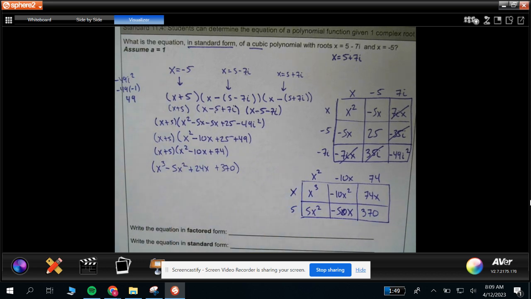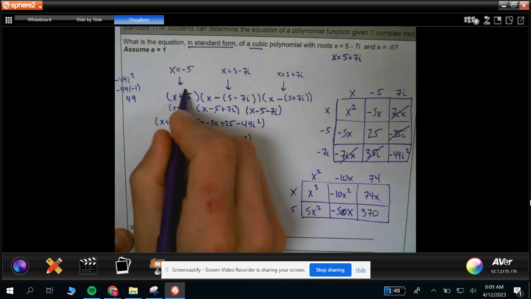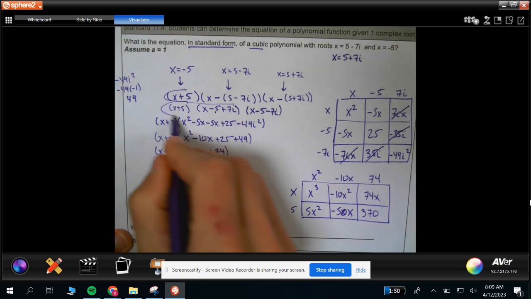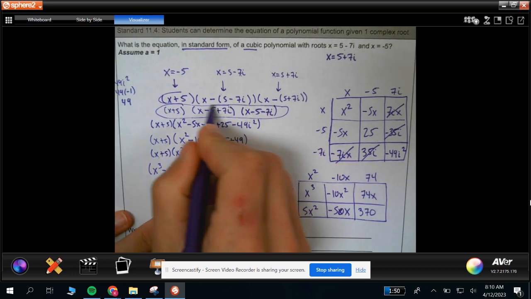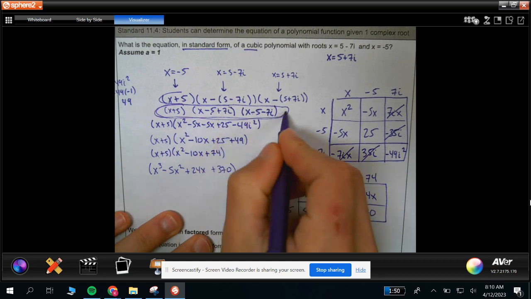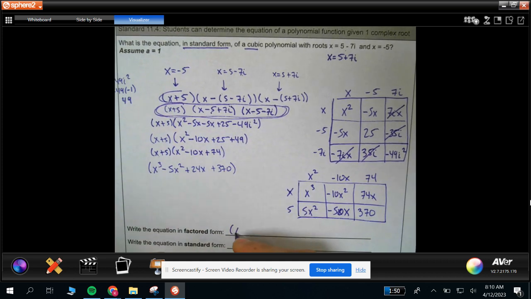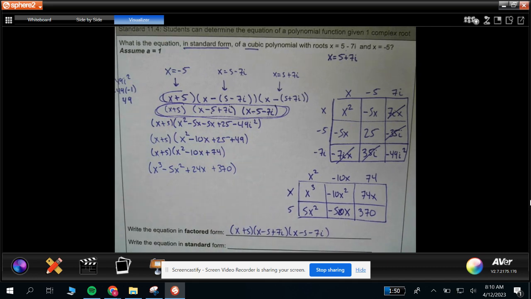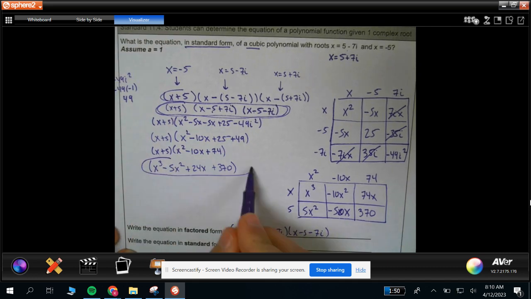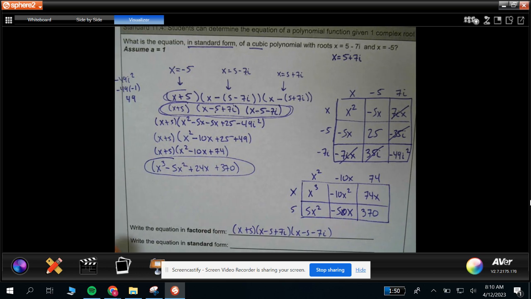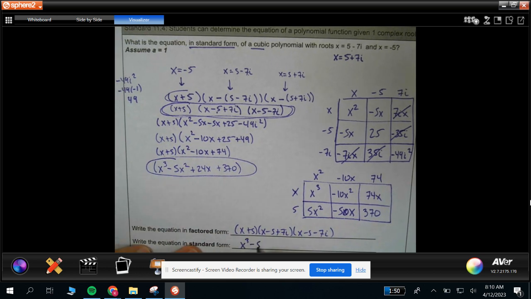So what is my answer in factored form? Actually, this one right here is my answer in factored form. Okay, that's factored: x plus 5, x minus 5 plus 7i, x minus 5 minus 7i. My answer in standard form is this one after I multiplied everything together: x cubed minus 5x squared plus 24x plus 370.